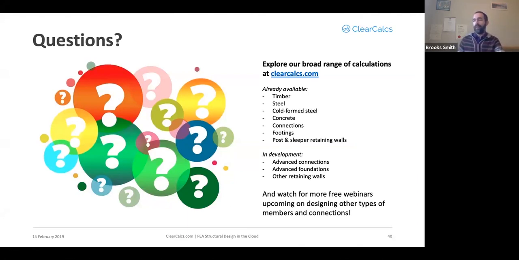So have a question of, can ClearCalcs be customized to include custom section property databases? That's a soon upcoming feature. Right now, we only have the standard sections in our database. We're very happy to add any sections that you would like added. It's a quick process for us, but we do not yet have an interface for allowing you to add the custom sections on your own. Again, that is going to be a feature coming soon.